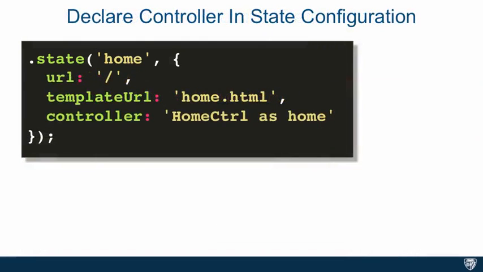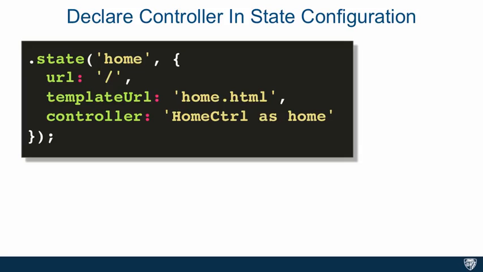You can see that now we're declaring the controller using controller as syntax directly as part of the state definition. Since we're not using a function value for the controller in this example, you can assume that we actually declared the HomeCtrl controller using the angular.controller method. We also have the option to specify the function value instead of the controller's string name if we have access to that function value at this point.